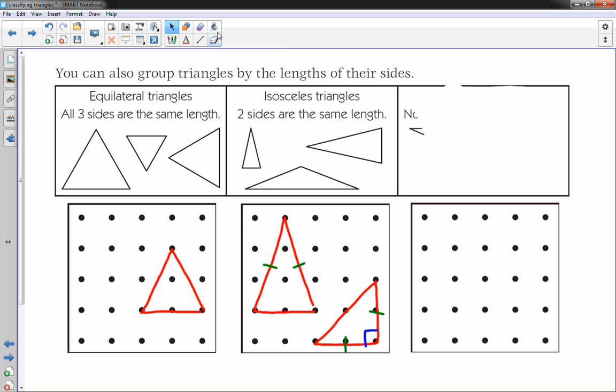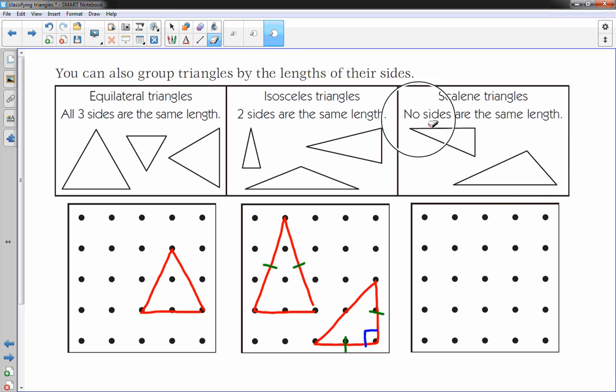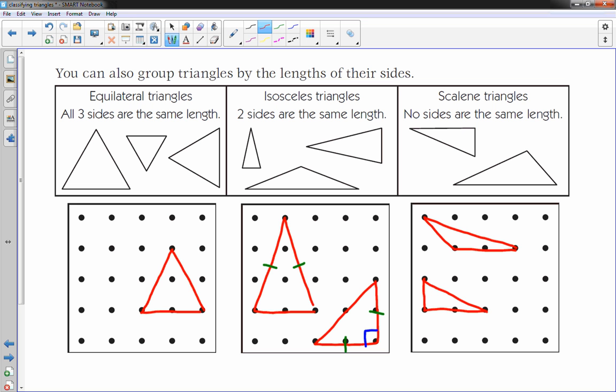We have one more. Maybe you know what it is. Scalene. No sides are the same length. Let's see if I can draw a couple of these for you. That one would be scalene. You could also have one, might look like that. There are several others, but all three sides are different lengths.